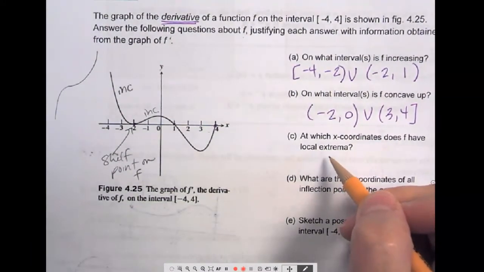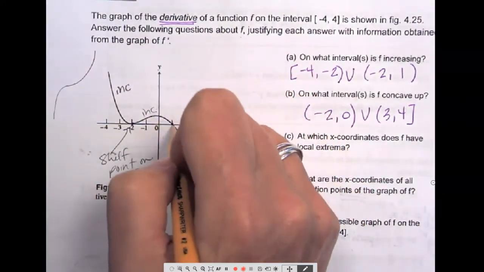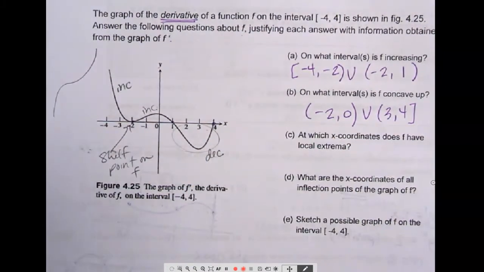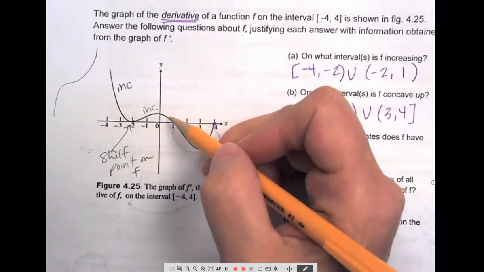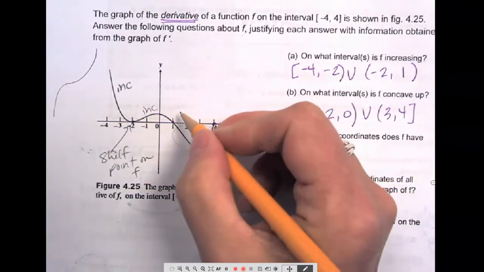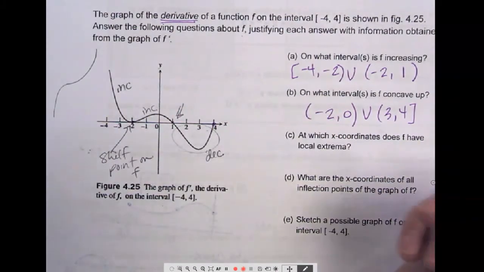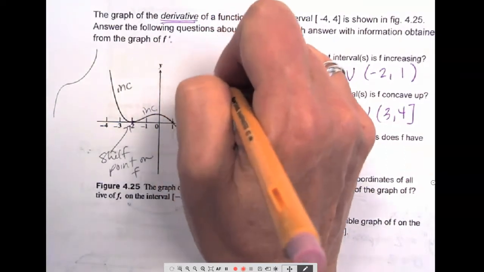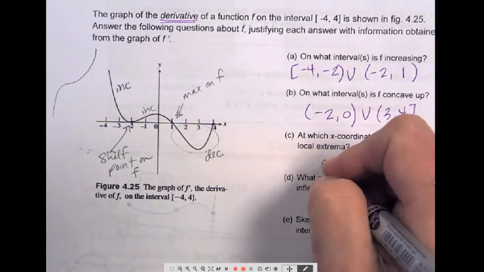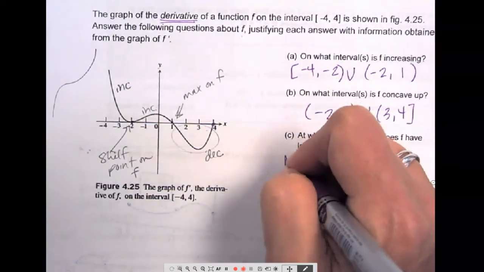Okay, so we haven't found a local extreme yet, right? Because it was increasing, kept increasing, hit another slope of 0, and then all of this is where the original graph is decreasing because its derivative is negative. So if I went from increasing, hit a slope of 0, and then decrease, what happened right there? Did that do the opposite? Max. So a max. Okay, so at which x coordinate does f have a local extrema? At x equals 1, I'll put max in front there.